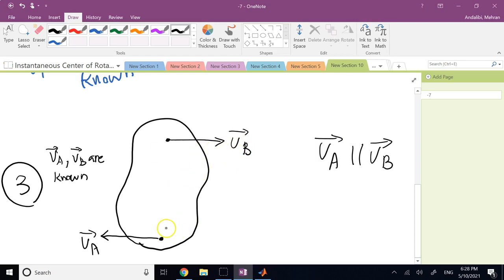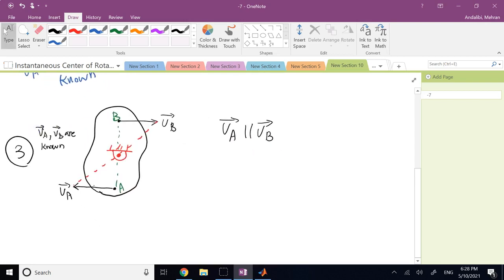If it's opposite like this, what you need to do is connect points A and B together like this. Also, from the end of VB and end of VA, if they are drawn to scale, they have to be drawn to scale. So if this is 2 meters per second and that is 4 meters per second, this has to be twice as big as the other one. Then you connect the end of VA to the end of VB, and the intersection here is going to be the center. So here, VA and VB are parallel but opposite directions.